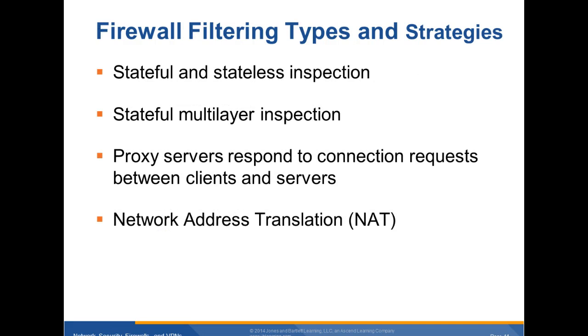Firewall filtering types and strategies. Stateful and stateless inspection: tracking connection states to separate legitimate from questionable traffic. Stateful multi-layer inspection inspects the packet headers and payloads. It offers a complete view of the entire 7-layer OSI protocol stack and examines setup, state, and teardown of connection-oriented protocols. Proxy servers respond to connection requests between clients and servers. They separate and isolate external and internal network endpoints.